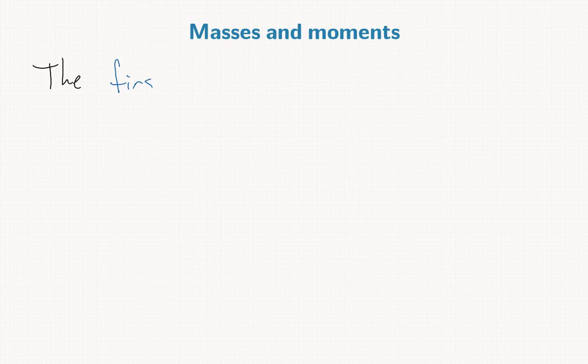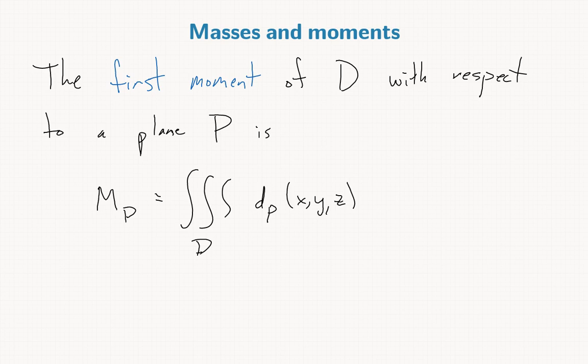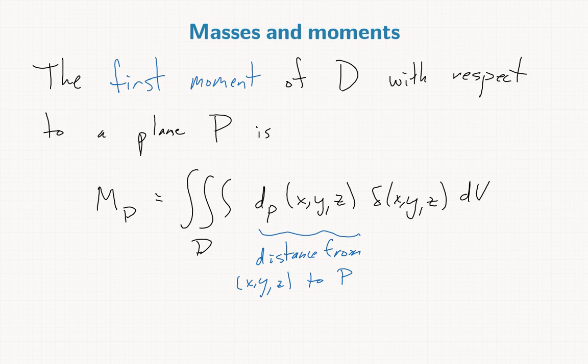the first moment of D, let's make that real D, of D with respect to a plane P in 3D space is m sub P equals integral over D of d_P(x,y,z) times delta, so this d_P(x,y,z) is the distance from the point (x,y,z) to the plane P, and then we multiply that by the density when we're integrating.